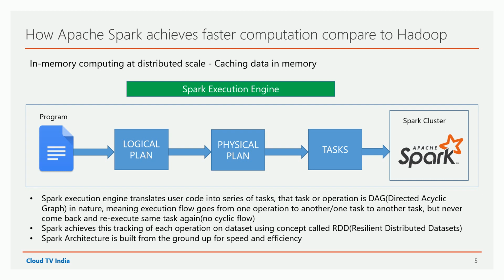Okay, then Spark achieves this tracking of each operation like this. So it is going to build the DAG, right? So the tasks will be in terms of DAG, right? So how it is building is based on the new abstraction layer called RDD. Okay, the new concept called RDD. The RDD means it's a resilient distributed dataset.